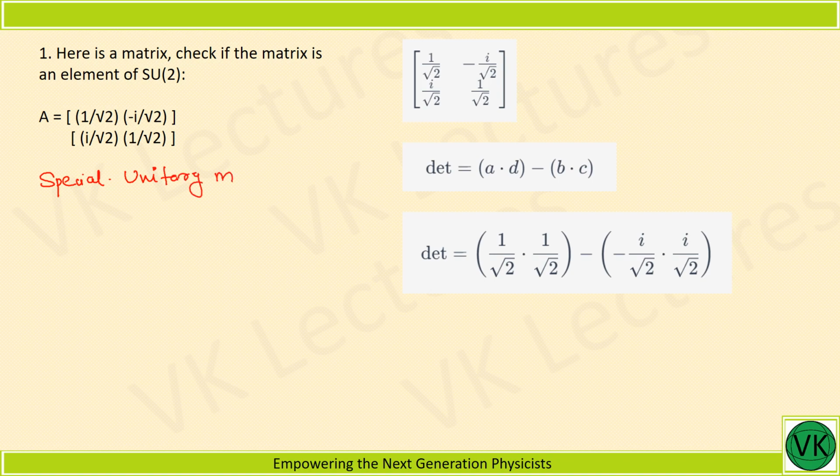Now to check whether it is an element of the special unitary matrix, there are three criteria. The first one is it should be a complex matrix. To have this as a complex matrix, you need at least one complex number as an element in the matrix. There are such numbers, so this is a true statement here. This is a complex matrix.